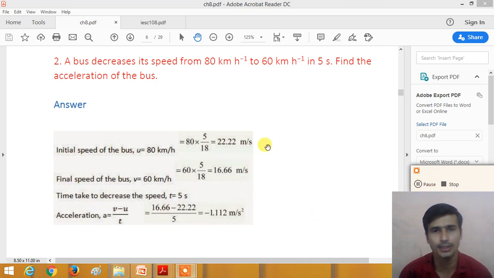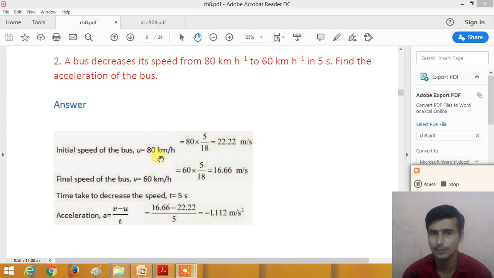So dear student, understand this example. Initial speed of the bus is given to you. Initial speed क्या है? 80 किलोमीटर पर आवर. So we write u is equal to 80 किलोमीटर पर आवर. और उसको हम मीटर पर सेकंड में कन्वर्ट करेंगे. कैसे मीटर पर सेकंड में कन्वर्ट करेंगे? मल्टीप्लाई बाय 5 बाय 18. वी गेट द आंसर 22.22 मीटर पर सेकंड.